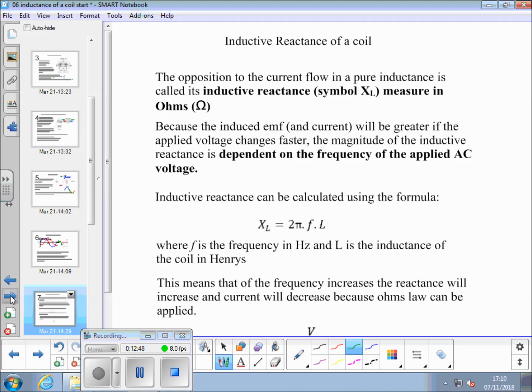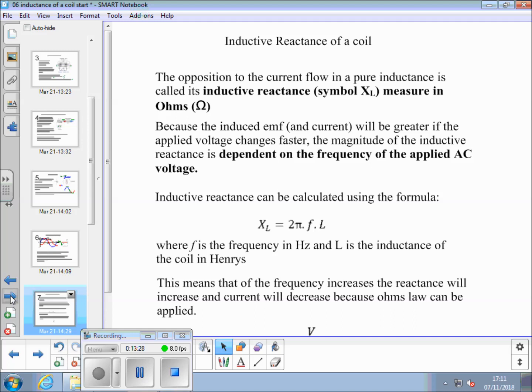So, what we can do to help consider that in calculations is the inductive reactance of a coil. The opposition to current flow in a pure inductance is called its inductive reactance. Has the symbol X subscript L for inductive reactance. You have the subscript because you can also get capacitive reactance. Alright, we haven't come across that yet. It's XL. It's also measured like resistance in ohms.